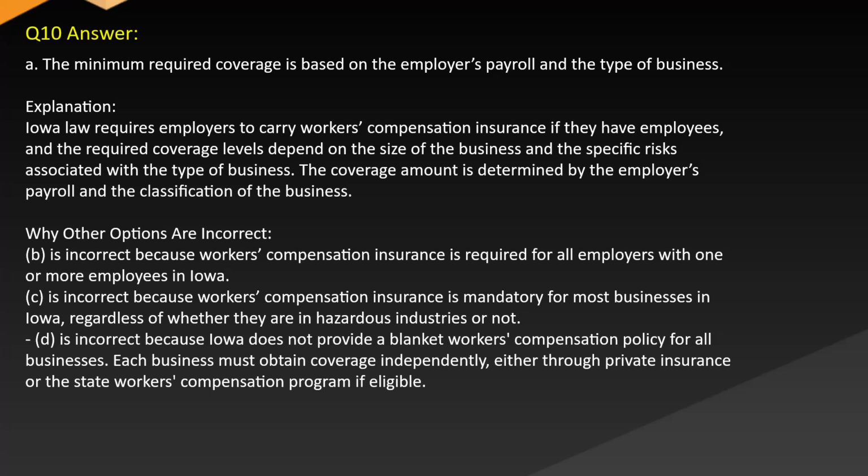B is incorrect because workers' compensation insurance is required for all employers with one or more employees in Iowa. C is incorrect because workers' compensation insurance is mandatory for most businesses in Iowa, regardless of whether they are in hazardous industries or not. D is incorrect because Iowa does not provide a blanket workers' compensation policy for all businesses. Each business must obtain coverage independently, either through private insurance or the state workers' compensation program if eligible.